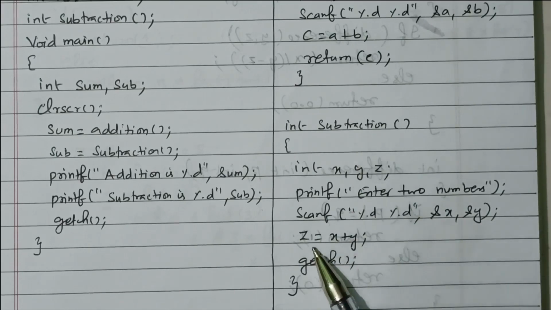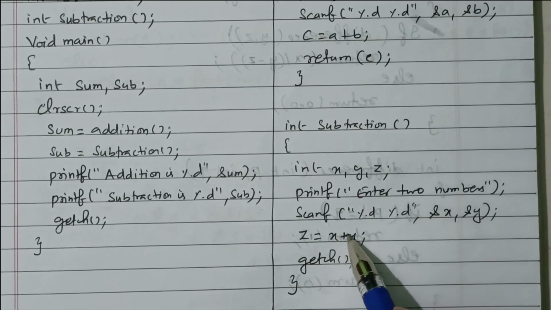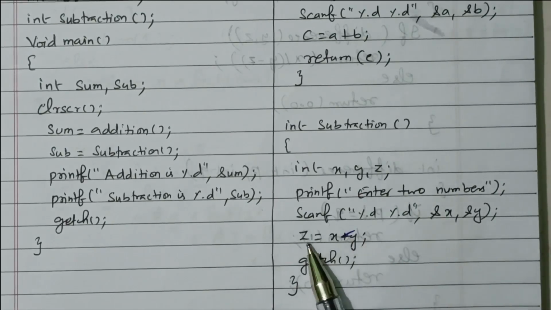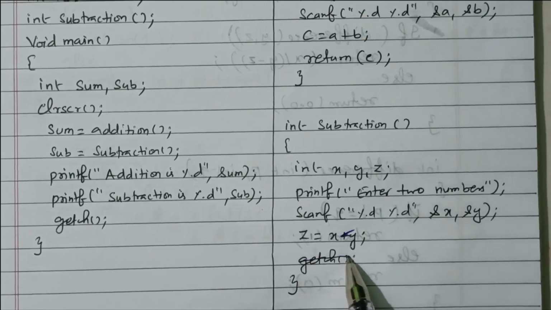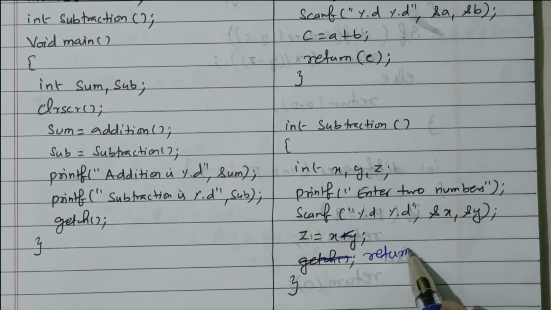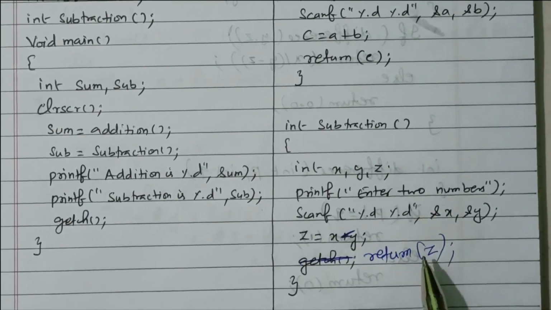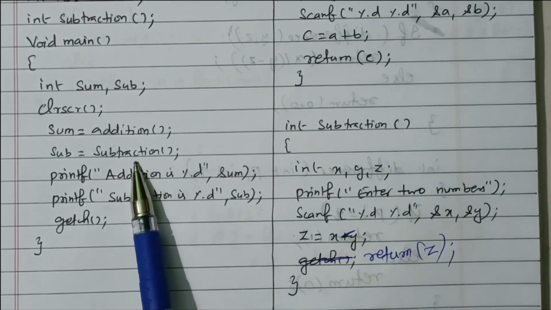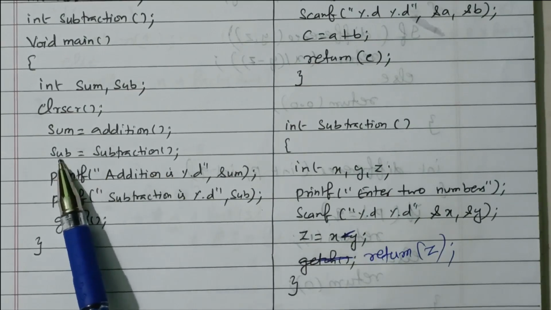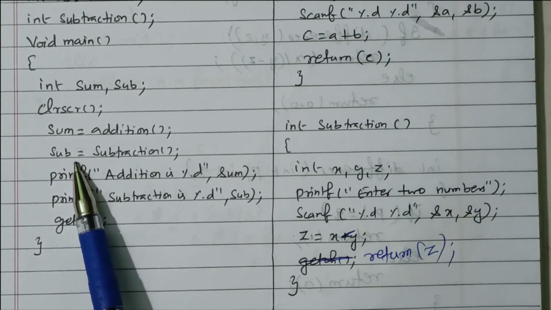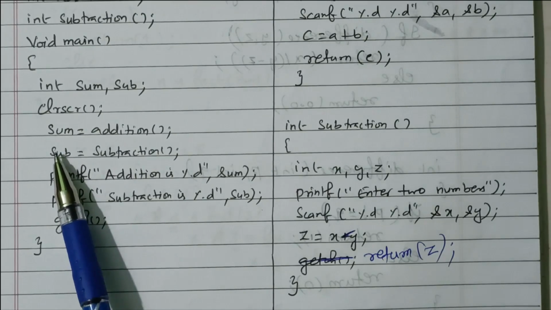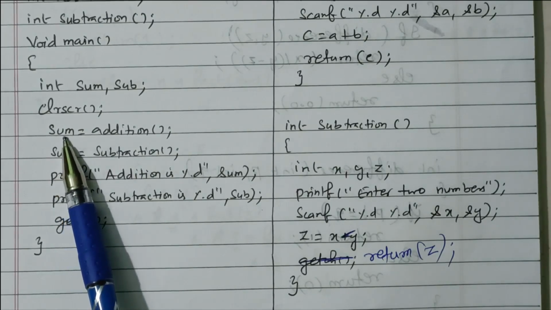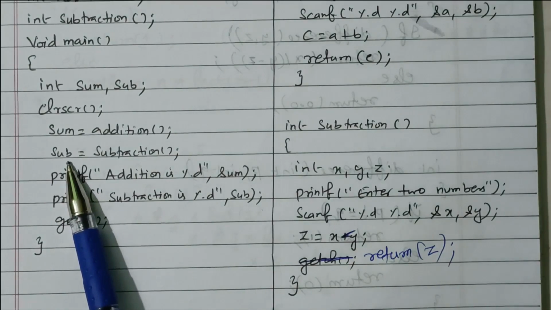So in subtraction, z equals x minus y, not plus, x minus y. Both are subtracted and stored in z. Return z; with a semicolon. So the control will transfer back from this subtraction function. The z value is now stored in sub. The subtracted two numbers are available in the variable z, that is returned by the function, and that will be stored in sub. So the sum of two numbers is available in sum, and the subtraction of two numbers is available in sub.